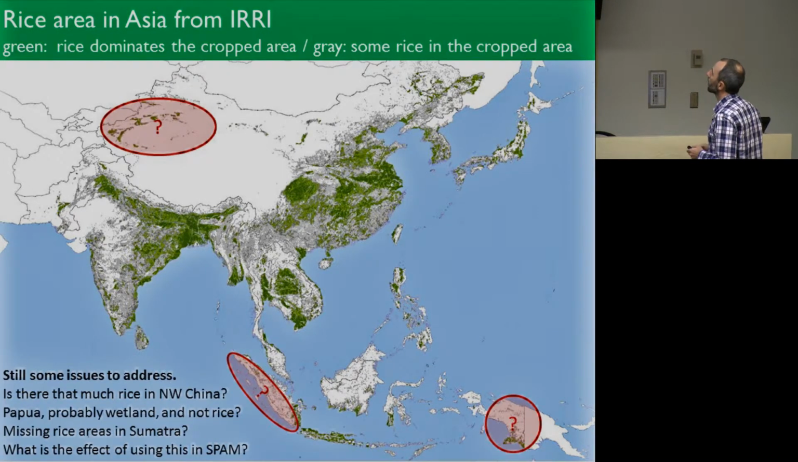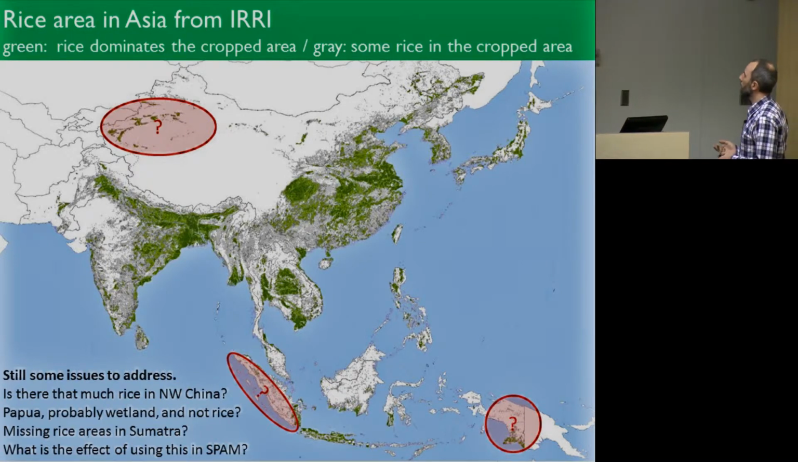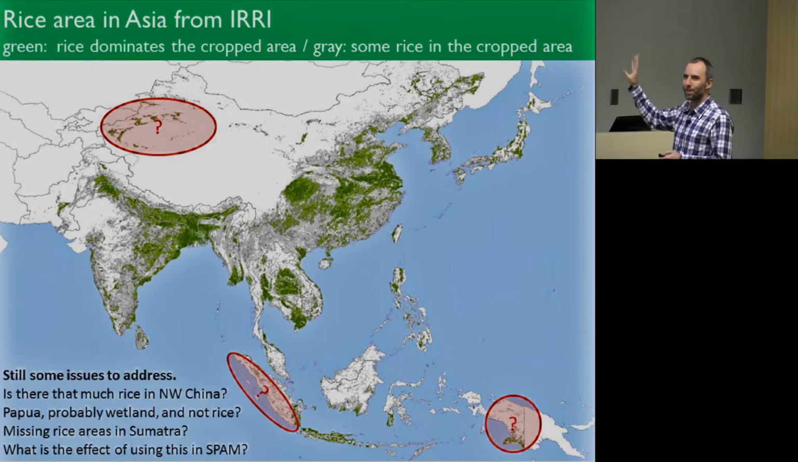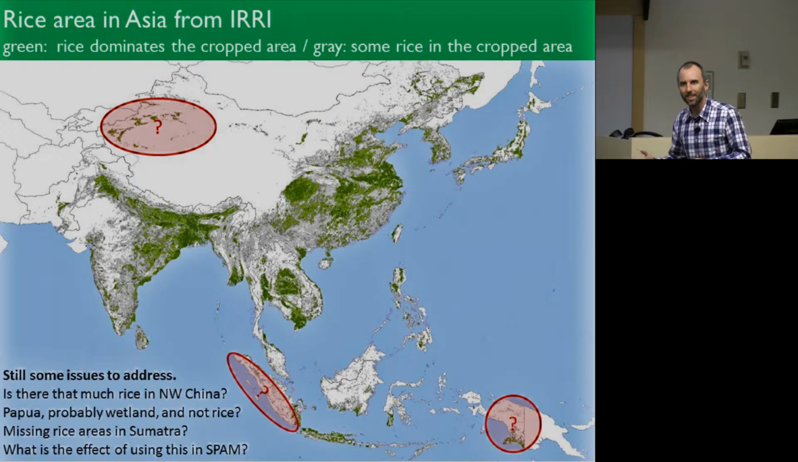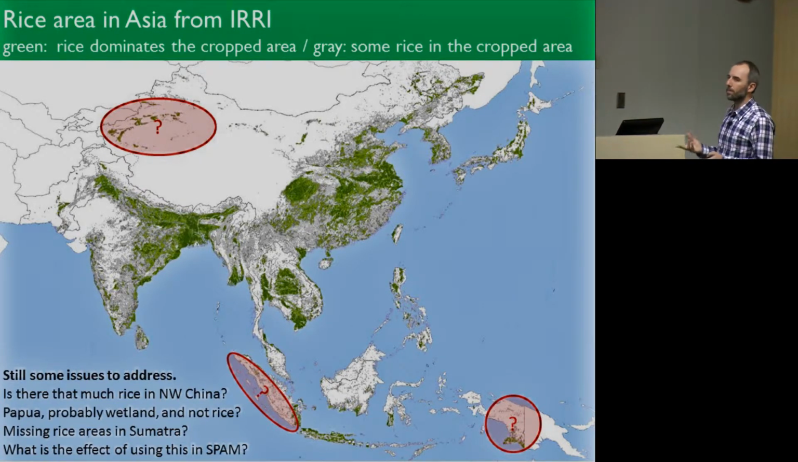So that's where we are so far. It's not perfect. We've still got some questions. I think this is probably wetland down here, not rice. I'm really not sure that there really is that much rice in northwest China. It could be cotton or some other crop we're picking up there. I don't know. Trying to find information on what's going on up there is not that easy, but we just highlighted that. And here in Sumatra we've got some issues, and I think this is to do with cloud cover, fragmentation, and all these other things. It's a really complicated landscape. But anyway, it's a good start.